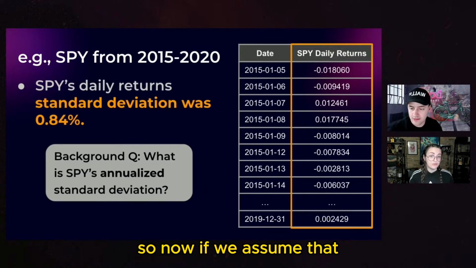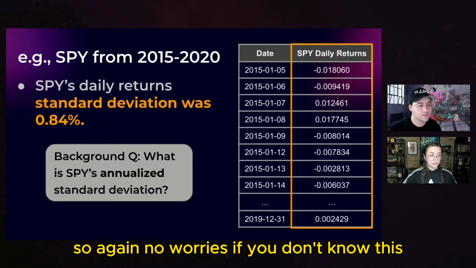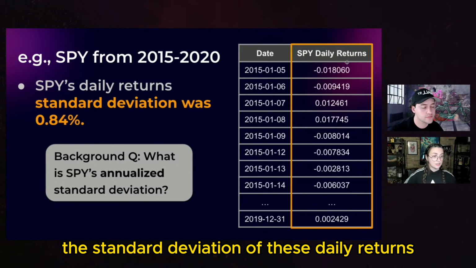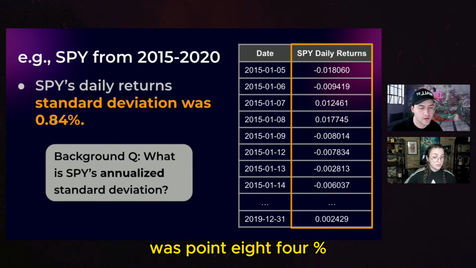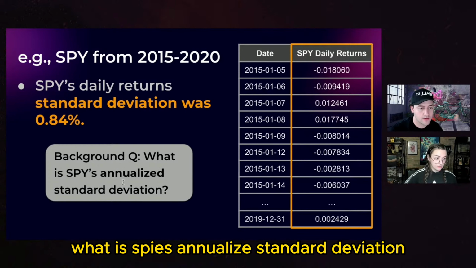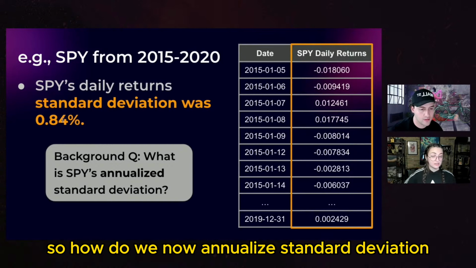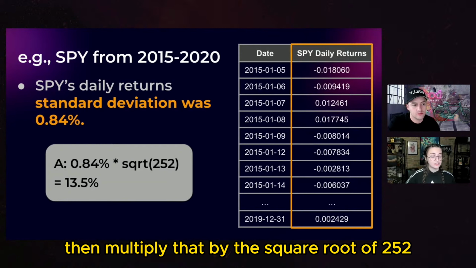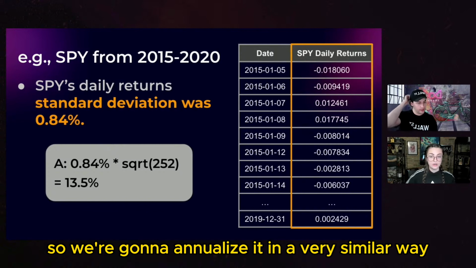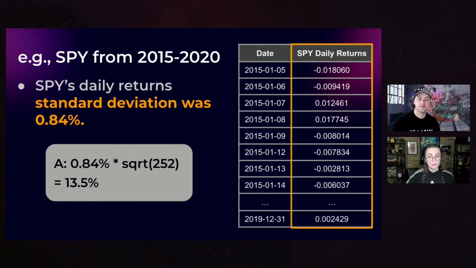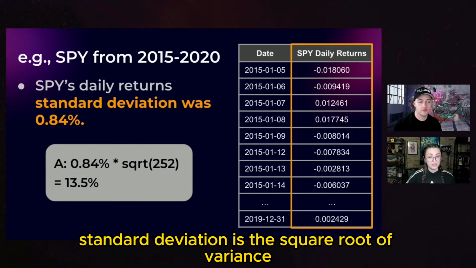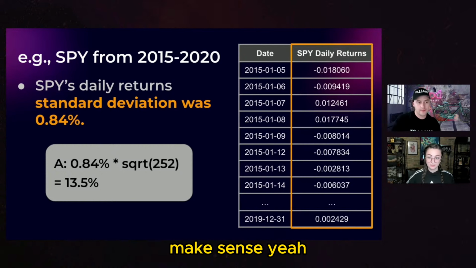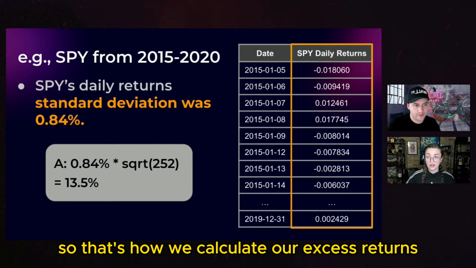Now, this is another background question, so again, no worries if you don't know this. If we assume that SPY's daily return standard deviation, so looking at the standard deviation of these daily returns, was 0.84%, what is SPY's annualized standard deviation? So how do we annualize standard deviation? If you want to take your daily return standard deviation and annualize it, we would multiply that by the square root of 252. Oh, good. So we're going to annualize it in a very similar way, but because standard deviation is the square root of variance, you need to multiply by the square root of 252 to properly annualize it. Make sense? Yeah.